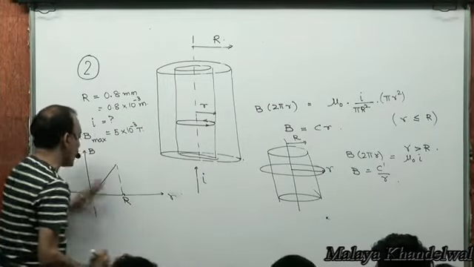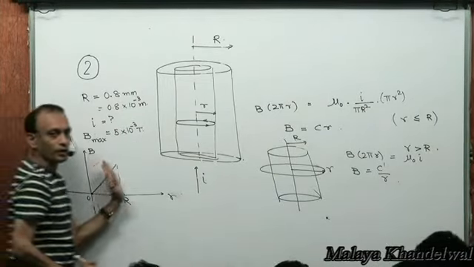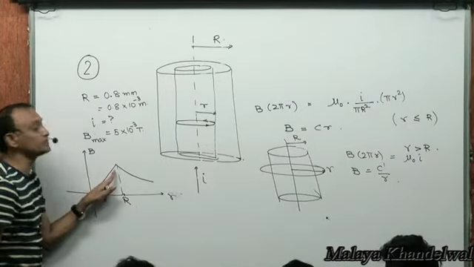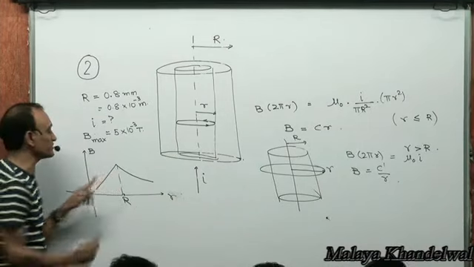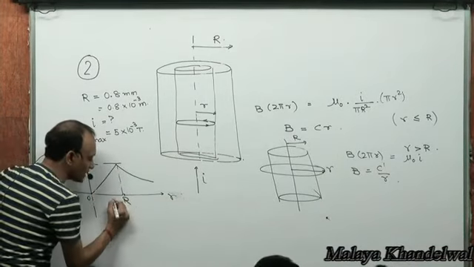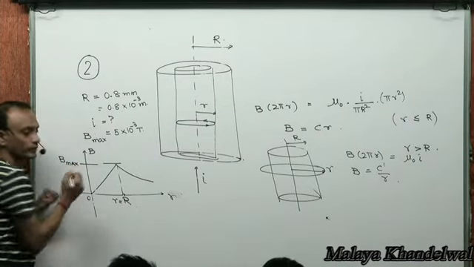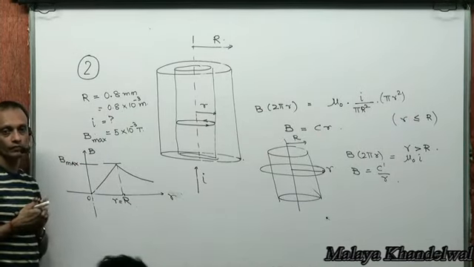That means up to R it's increasing linearly. From the surface it decreases. That means it assumes a maximum value on the surface. So on the surface, for small r equal to capital R, it assumes a maximum value.